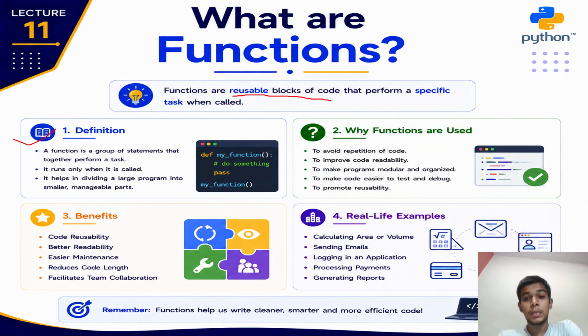A function is simply a reusable block of code, as I told you. So now let's look at the definition. A function is a group of statements that work together to perform a particular task. Think of it as a small machine. When you press the button, the machine performs its job. Similarly, a function does nothing until we call it.